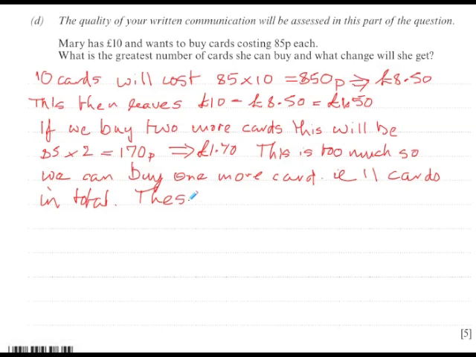These cost £8.50 plus an extra 85 pence, which is equal to, let's do this quickly, 5 plus 0 is 5, 8 plus 5 is 13, carry 1, so the carried 1 plus 8 is 9, and that's equivalent to £9.35.